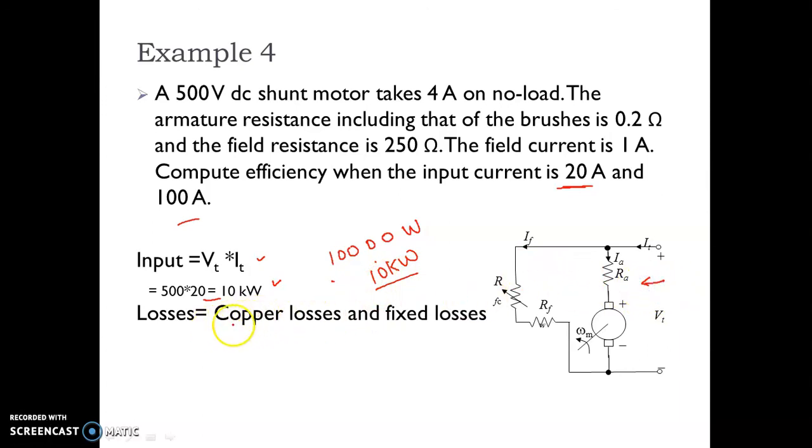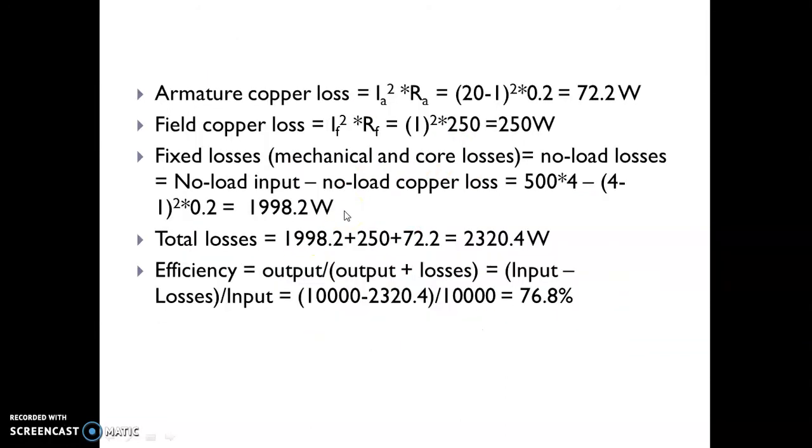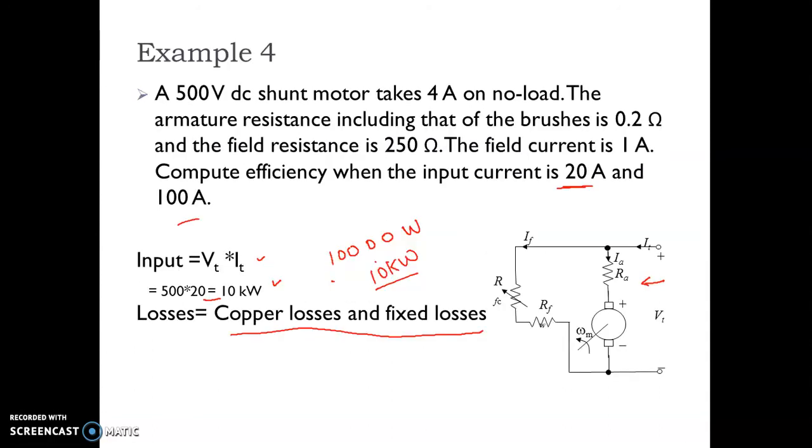Then we have to find the losses, copper losses and fixed losses. If you get these two losses, we can find the efficiency of the machine very easily. That I will discuss later. Some portion I have discussed here, but I will explain all these things in the next video.